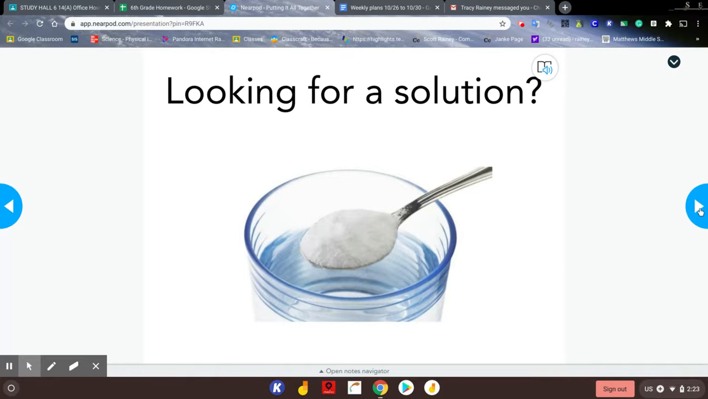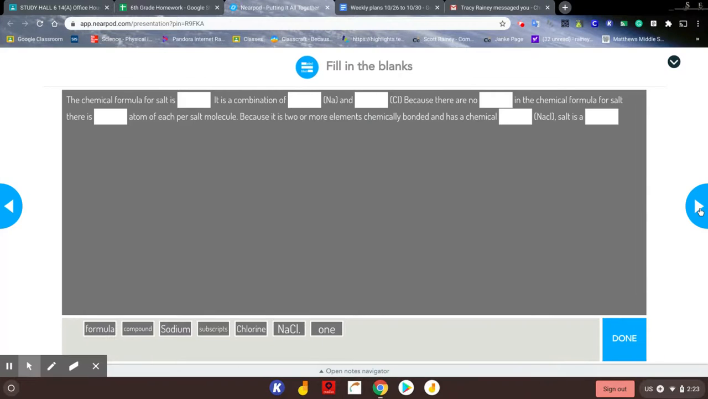Okay, next thing we did, we added the salt to the mixture. Remember that the chemical formula for salt was NaCl. It is a combination of sodium, with the symbol Na, which used to be called natrium, and chlorine, which has the symbol Cl. If there are no subscripts in a chemical formula, that means there's only 1 of those atoms in each pair of salt molecules.